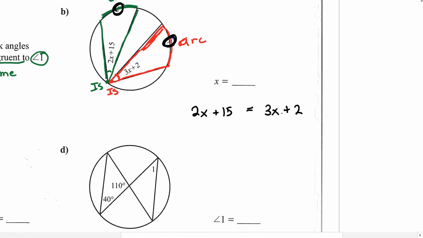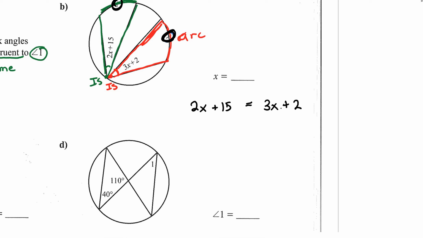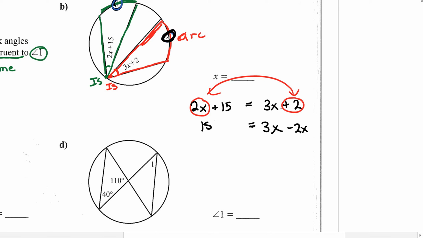Now I have this algebraic expression right here, and all you have to do mathematically is take the 2x and the positive 2, and interchange those two pieces. I would get 3x minus 2x, and the 15 would remain. If I bring the positive 2 to the other side, it becomes negative 2. So this would become 13 equals 3x minus 2x, which is 1x. So x equals 13 for that particular problem.